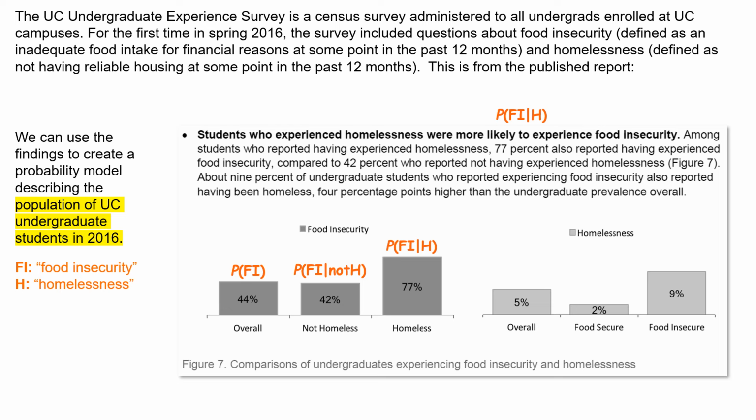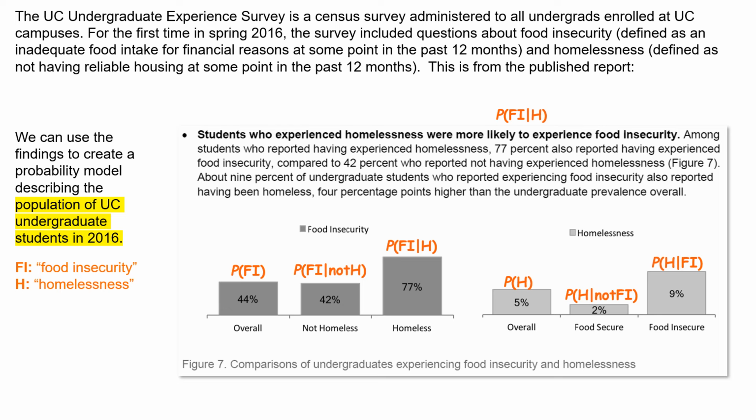Likewise, we can see that the next graph represents in light gray, by the height of the bar, the extent of homelessness for each of three groups: the entire sample space, all undergrads, versus just those who are food secure, so have not experienced food insecurity, versus those who have experienced food insecurity. So 5% is P of homelessness, 2% is P of homelessness given that the student has no experience of food insecurity, so not food insecure, food secure. And 9% is P of homelessness given experience of food insecurity.